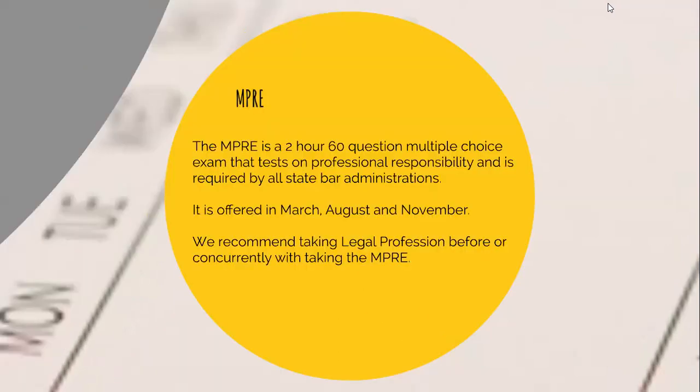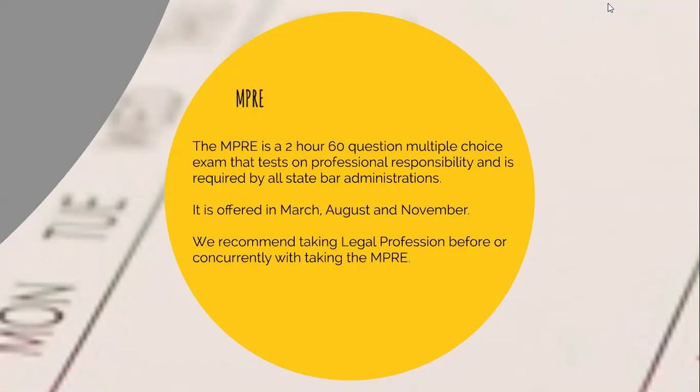Another licensing requirement for all states is what's called the MPRE. It's a professional responsibility exam. It's pretty straightforward. It's 2 hours, 60 multiple choice questions. It's offered 3 times a year. We do recommend that you either have taken legal profession before you take this exam or that you're concurrently enrolled, because it's a professional responsibility exam where you're going to need to know the model rules. It helps to have some class foundation before you take the exam.